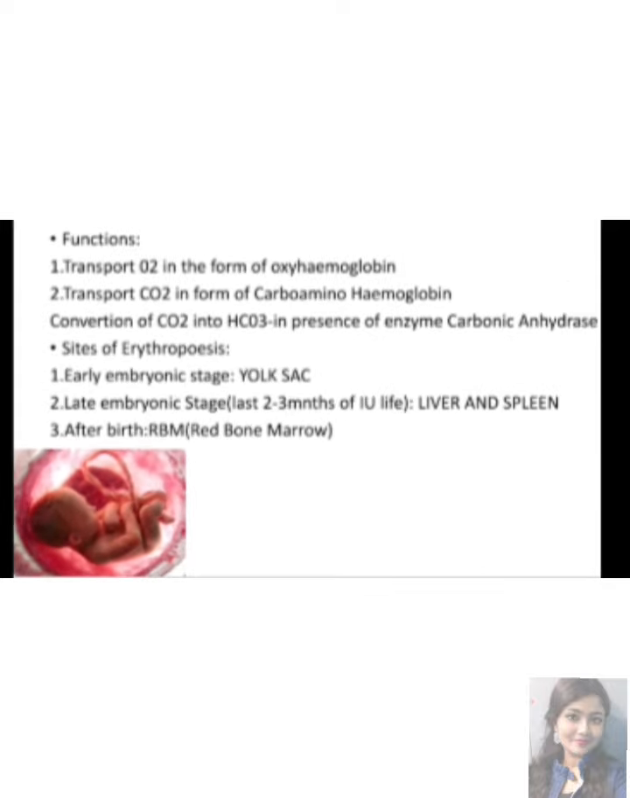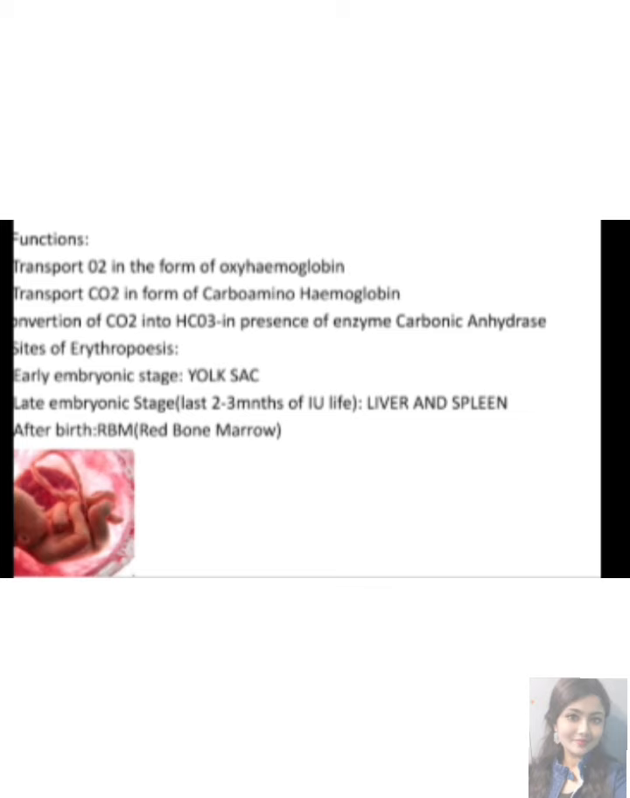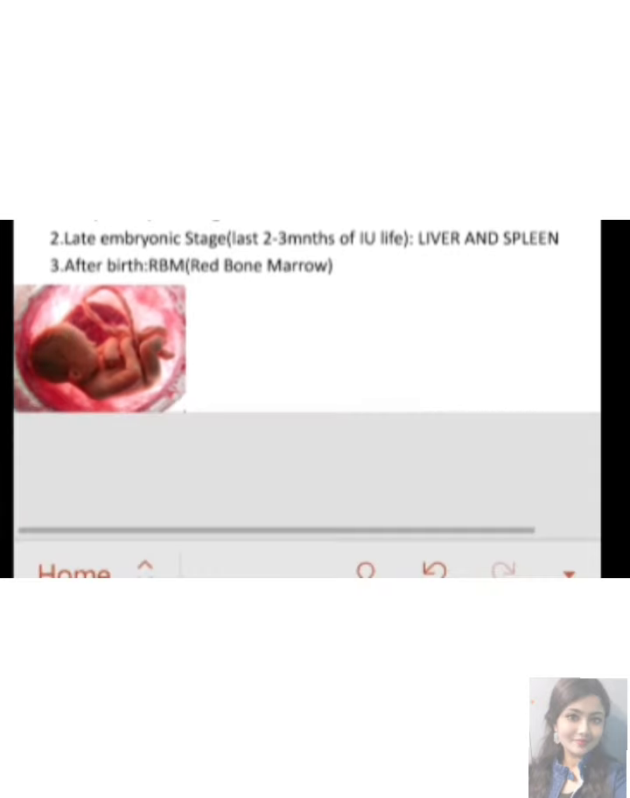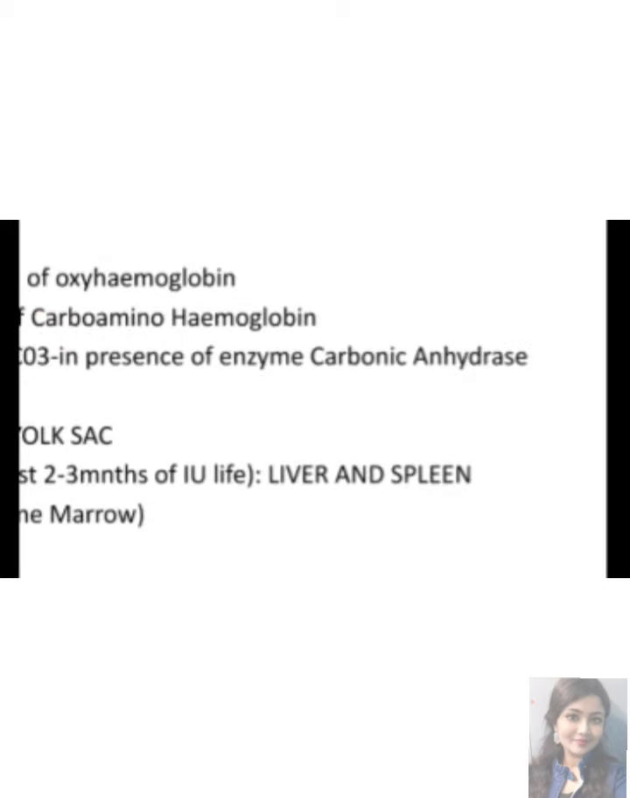Now the last slide, we will discuss the functions of RBC. We all know what the functions of RBC are. First of all, RBC helps in the transport of oxygen in the form of oxyhemoglobin, and it also helps in the transportation of carbon dioxide in the form of carbaminohemoglobin. It also helps in the conversion of carbon dioxide into bicarbonate in the presence of the enzyme known as carbonic anhydrase. Remember this point, this is very important. Conversion takes place in the presence of the enzyme called carbonic anhydrase.